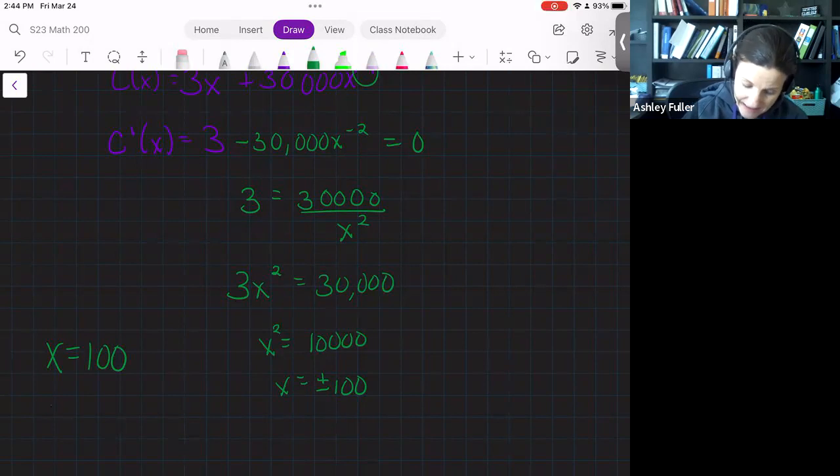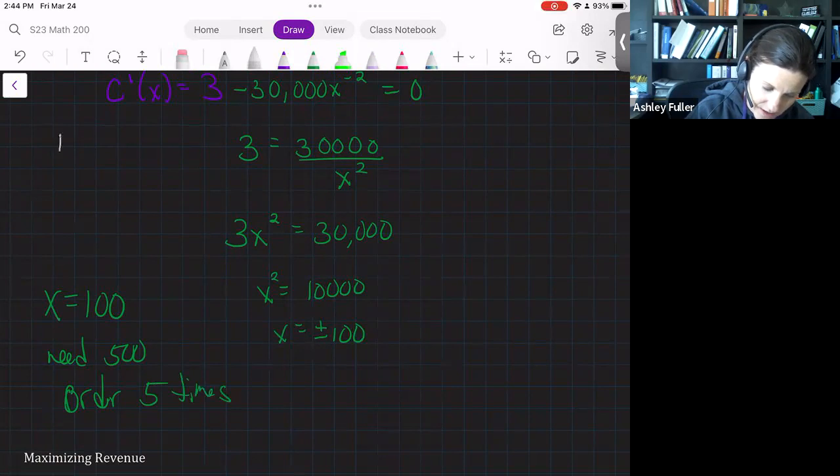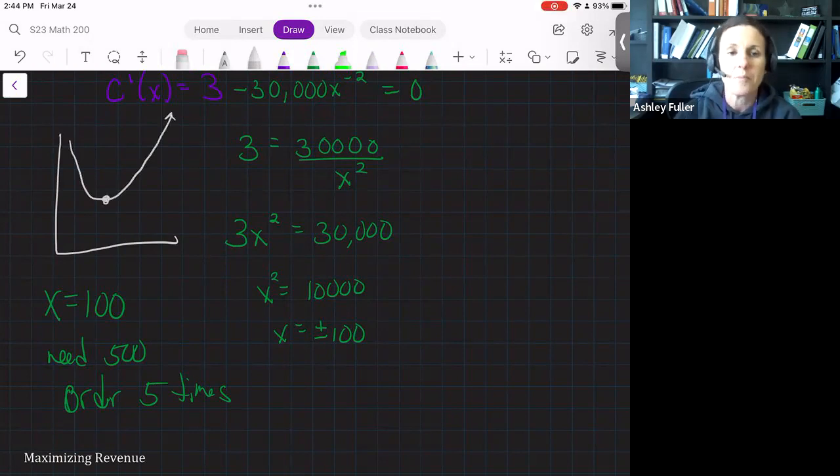And if I need 500 for the year, then that means I will order 5 times. And if you were to graph this cost function, you would see that it looks something like this, with this being our minimum cost. So this is representative of our cost function.